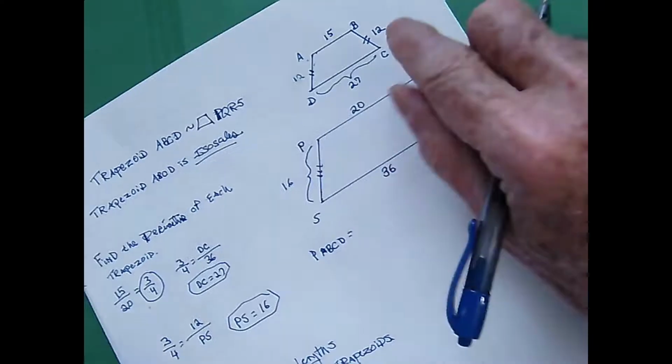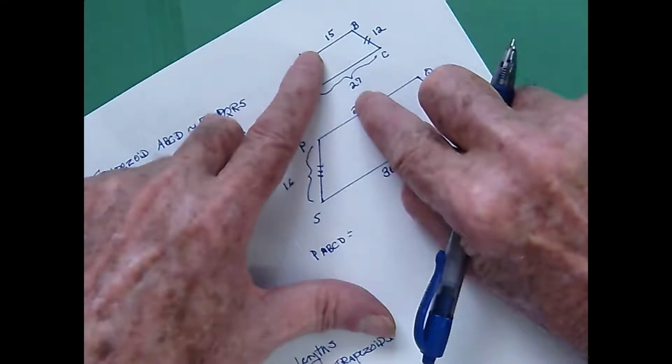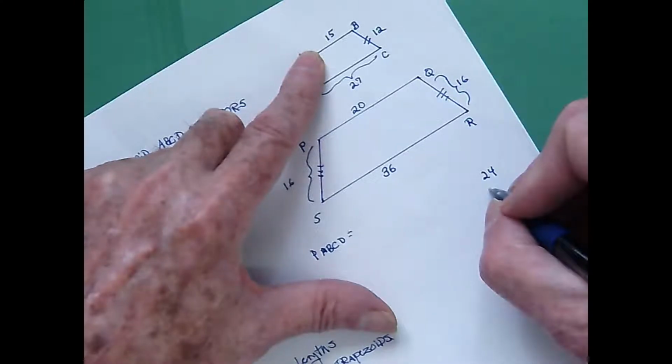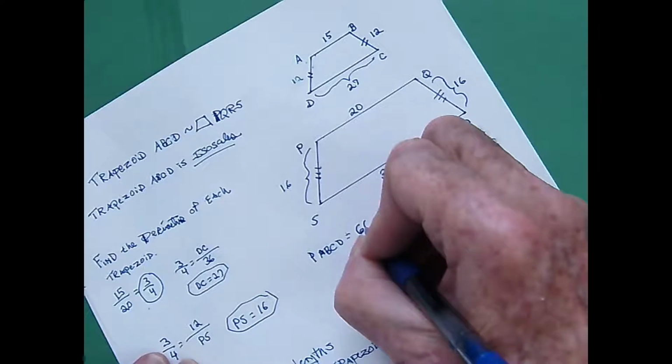And I can add those up. I figure I get 24. Do it on the work on the side. 24 for those two, and let's see, that's 42, I think. 27 to 15 makes 42. Those add up to 66. I think the perimeter of the smaller one is 66.